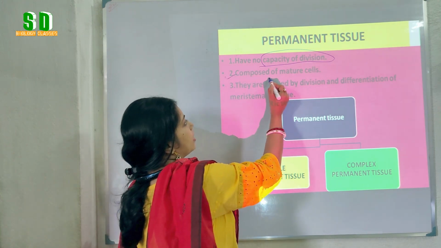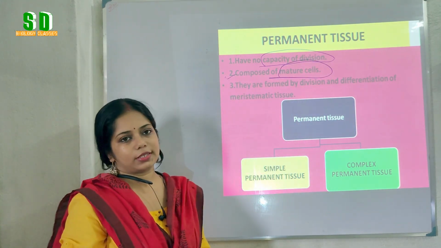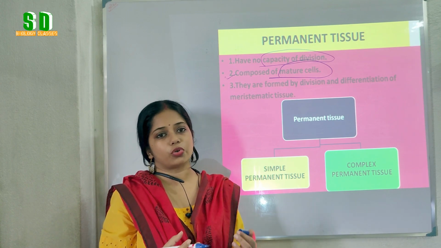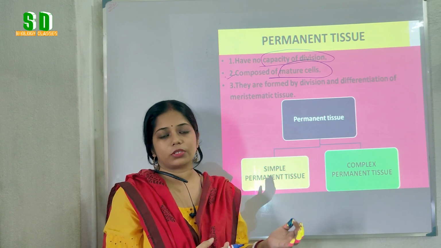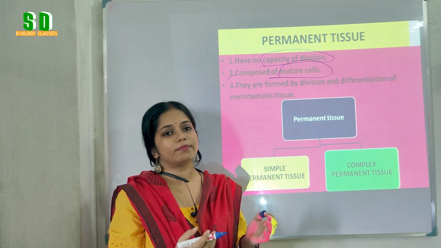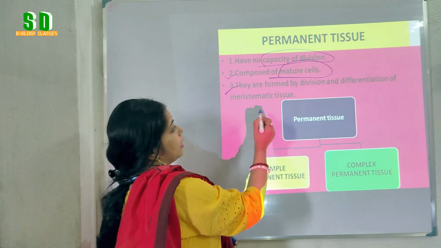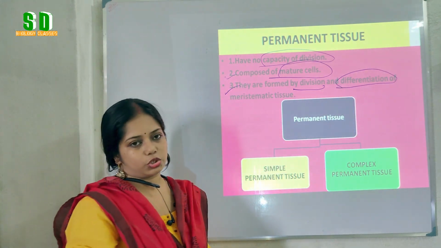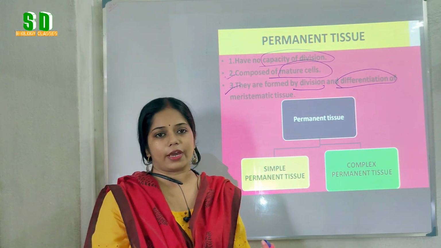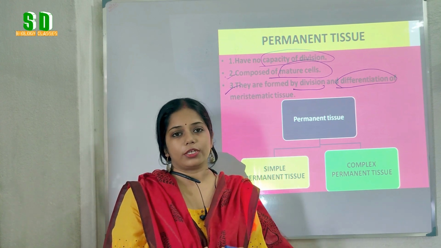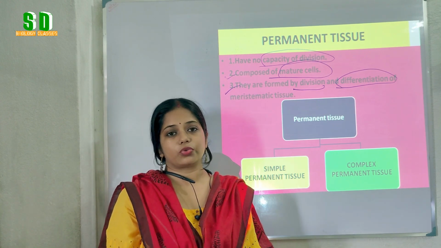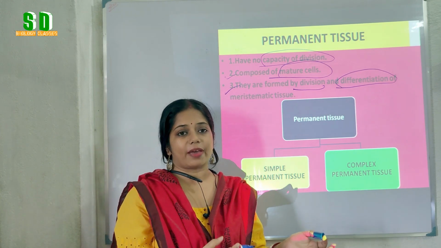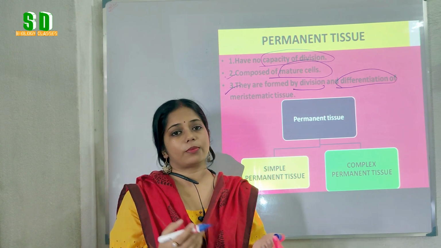Second feature, they are composed of mature cells. That means the cells which lost the power of division grow and mature. So that's why it is said that they are composed of mature cells. They are formed by the division and differentiation of meristematic tissues. So where are these cells formed from? When the plants are growing, the meristematic tissues are present that help in the growth of the plants. The cells which don't have the power of division arise from the meristematic tissue.